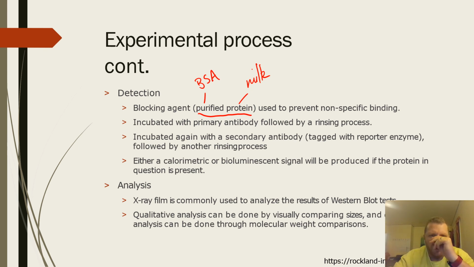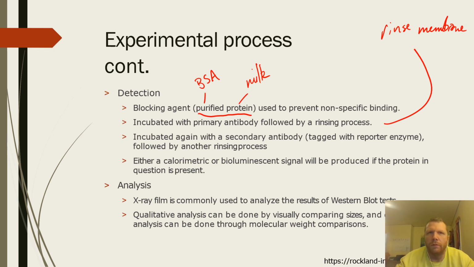Okay, so after you've done that blocking step, you're going to incubate that nitrocellulose membrane with your primary antibody. That first antibody, that primary antibody, is going to detect your protein of interest. Then what you're going to do is rinse that sample, or rinse that membrane.